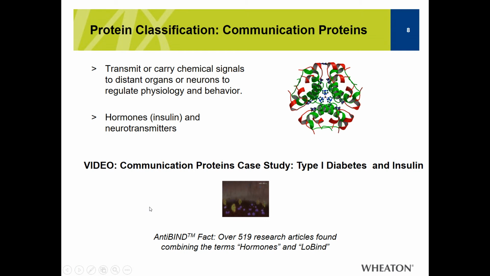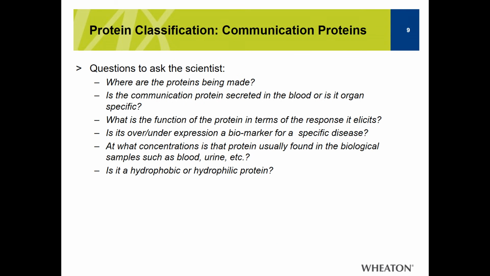Now, of course, if you have diabetes, then your body or beta cells are not producing enough insulin, or not producing insulin at all. And then what happens is your cells cannot take up the sugar that is in the bloodstream, and that's why you have high blood sugar. Now, when we looked over hormones and low bind, we found that there are at least 519 different articles that mention both hormones and low bind.